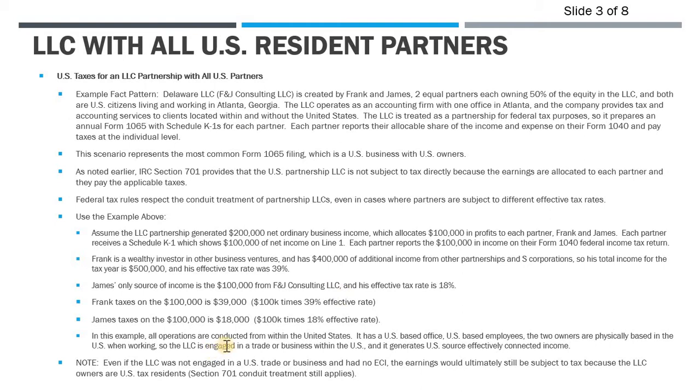So now in this example, all the operations are conducted from within the U.S., U.S.-based office, U.S.-based employees, the two owners in the U.S. So the entity and the business itself is certainly engaged in trade or business within the U.S., and it has U.S. source ECI.